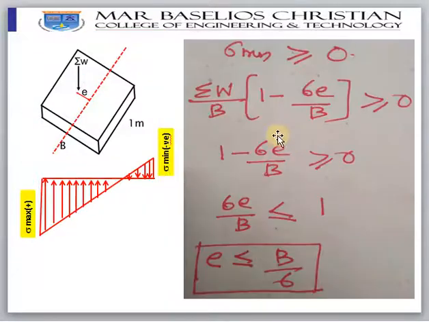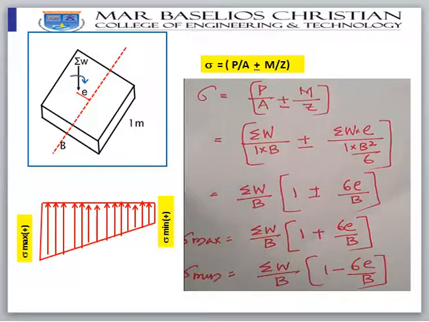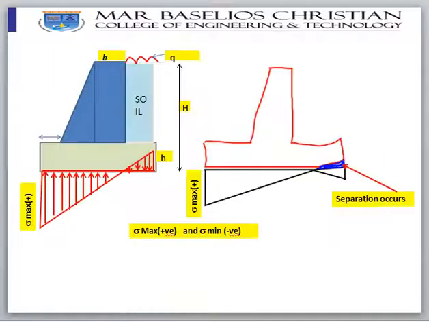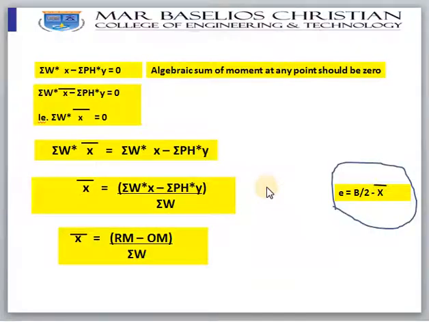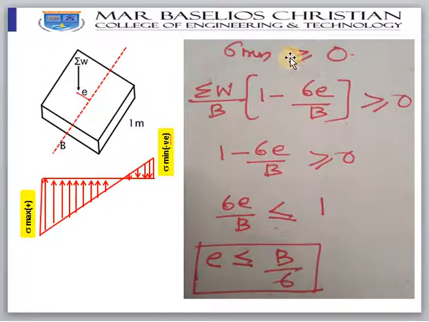Now see the situation. What is our idea? Our idea is we should not have a situation like this. Sigma minimum should not be negative. Okay, that is our requirement. Sigma minimum should not be negative, meaning that it should be equal to 0 or greater than 0.